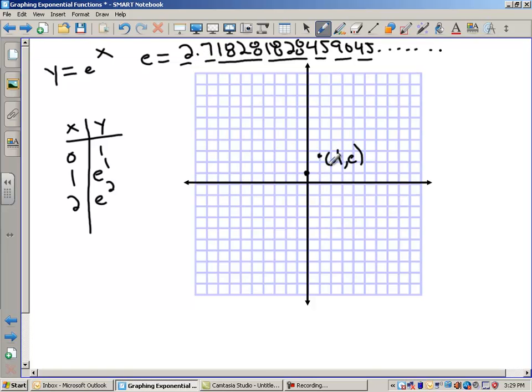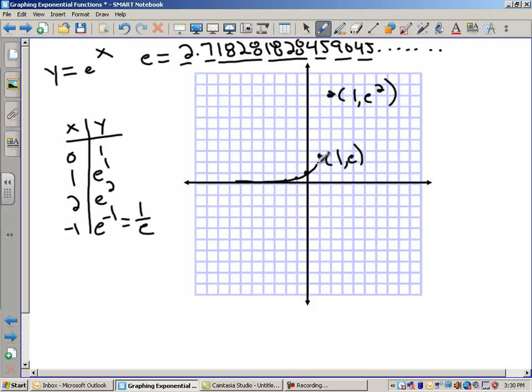So out here at 2, 1, 2, 3, 4, 5, 6, it's less than 9. I'm just going to guess somewhere up there. I'm going to call the ordered pair 2, comma, e squared. It has the exact same behavior towards the left as the previous exponential function that we did. If x is negative 1, I get e to the negative 1, which is 1 over e, which is 1 over that number, which is a fraction. So I still get the exact same kind of behavior.